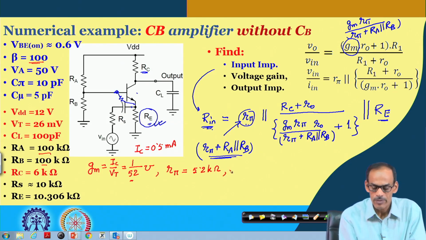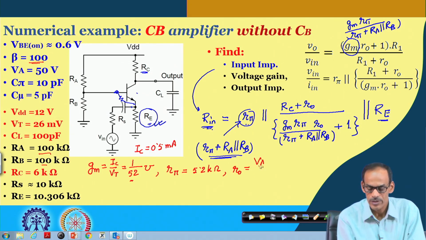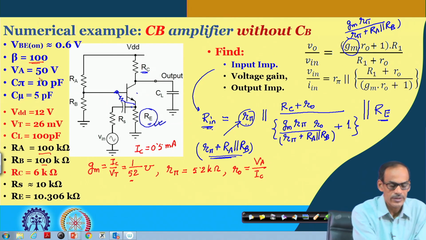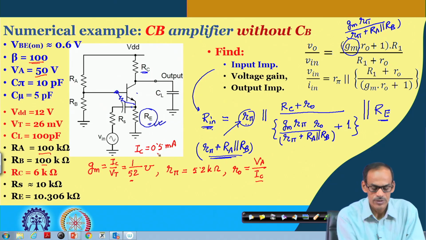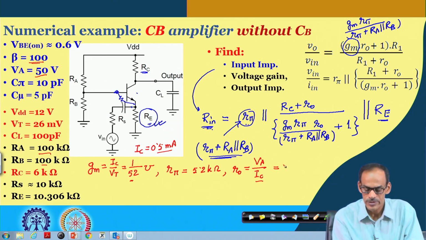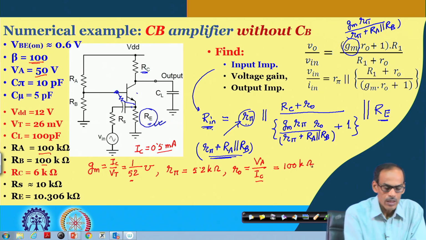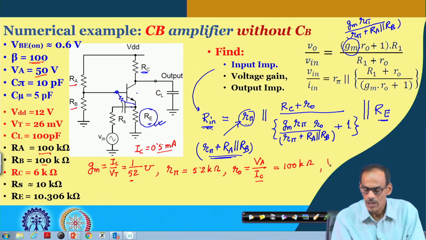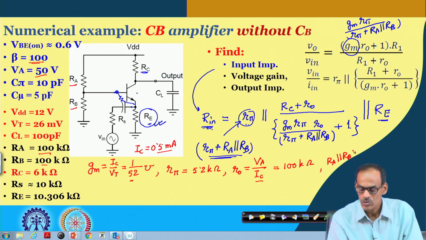Likewise the other parameters, say R o, which is early voltage divided by I c. The early voltage here is 50, I c is 0.5 milliampere, so that gives us R o equals 100 kilo ohm, and then R a and R b are 100 k. So we can say that R a in parallel with R b becomes 50 kilo ohm.